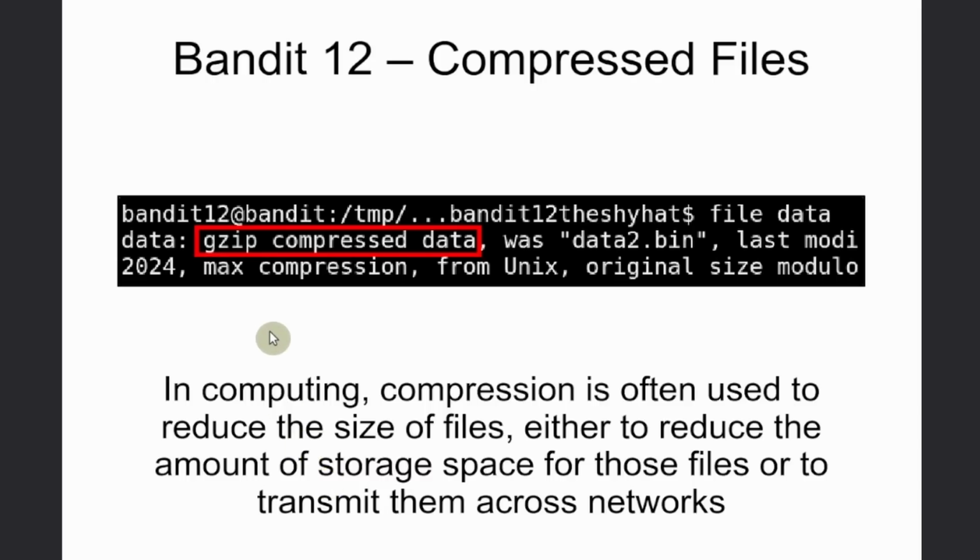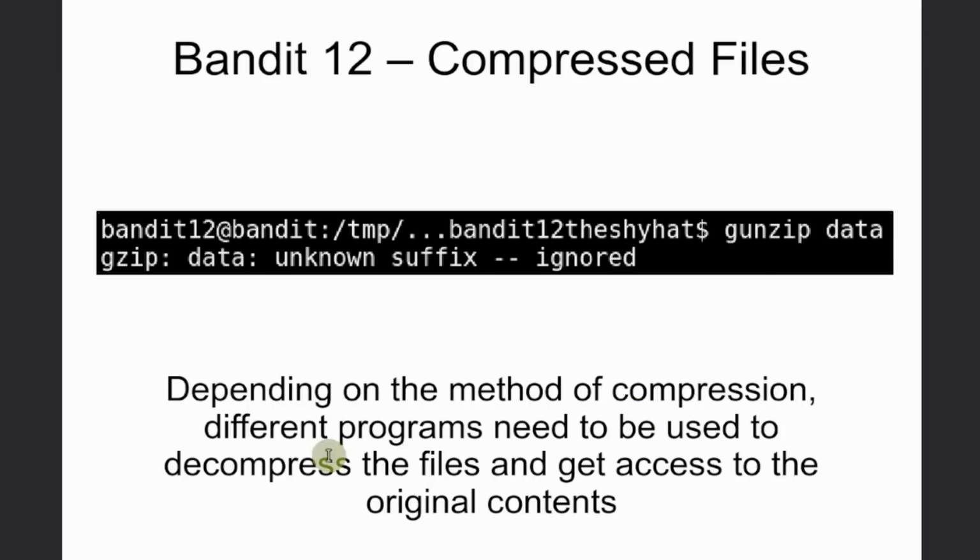One reason is because they don't want the file to be so big, because storage space can be an issue, especially in the olden days when storage space was very hard to come by. And also, zip files are able to be moved across networks more easily than raw binary files, which are not as accommodating sometimes. But for many different reasons, we use compression. So depending on the method of compression, different programs need to be used to decompress the files and get access to the original contents.